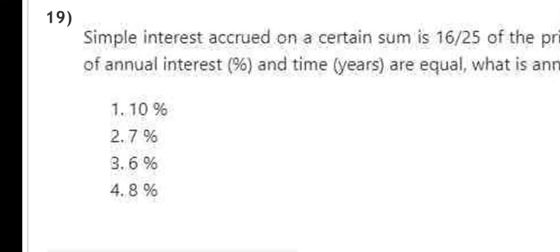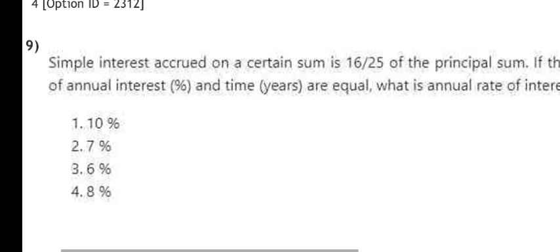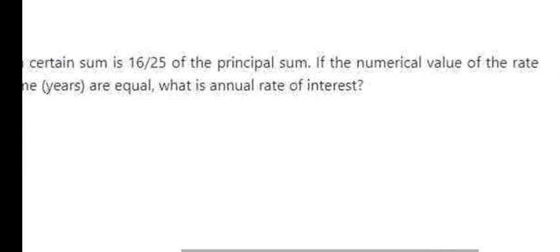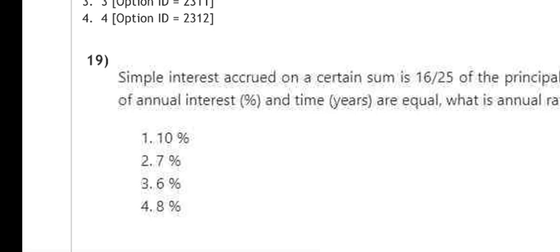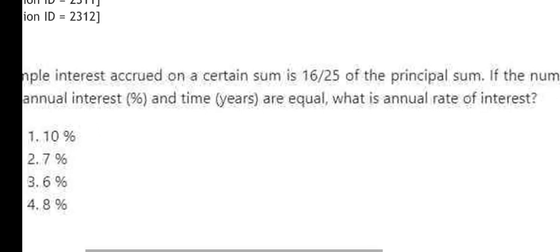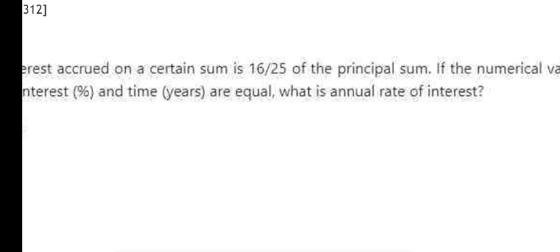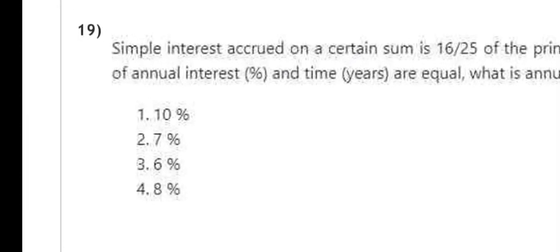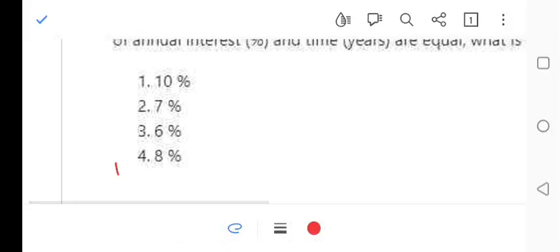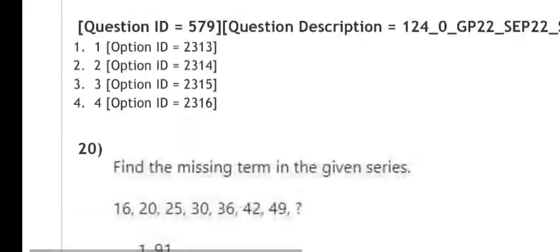Next, simple interest accrued on a certain sum is 16/25 of the principal sum. If the numerical value of the rate of annual interest and time in years are equal, what is the annual rate of interest? 10%, 7%, 6%, 8%. It will be 8%. Okay. Moving on to the next question, it says find out the missing term in the given series 16, 20, 25, 30, 36, 42, 49, then question mark: 91, 64, 56, 70. So it will be 56.